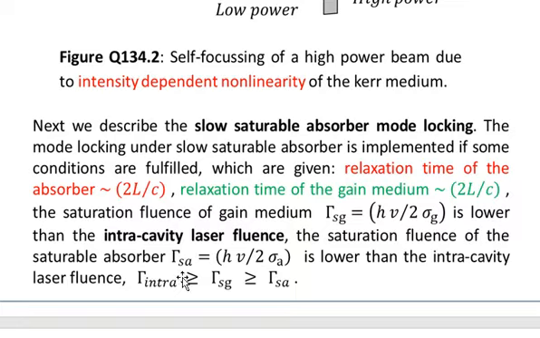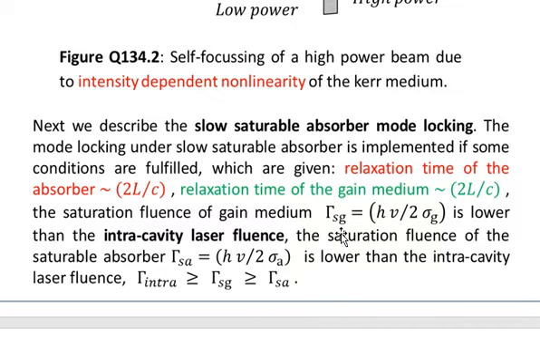The saturation fluence of the saturable absorber, which is gamma SA, is equal to h nu over 2 sigma A. You see that this gamma SA is the saturation fluence of the saturable absorber. SA as a subscript stands for saturable absorber, and gamma stands for the fluence. So here we have sigma G when we are talking about the saturation fluence of the gain medium, and when we are talking about the saturation fluence of the saturable absorber, we have sigma A.